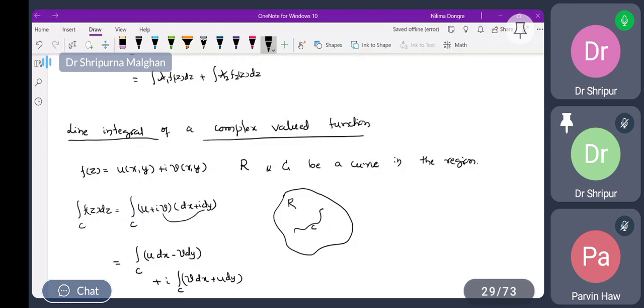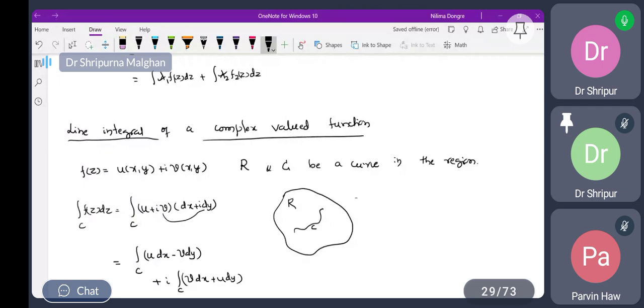So the other two parts will be containing i, as written, right? This clearly shows the evaluation of a line integral.